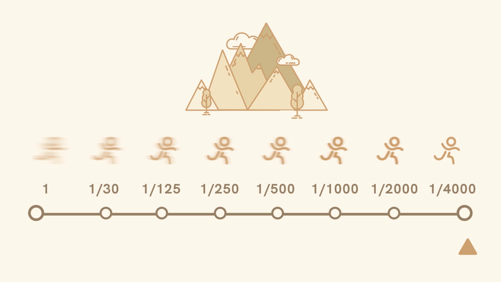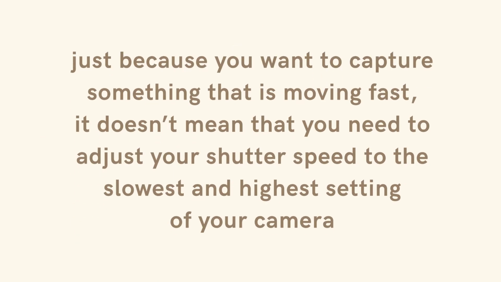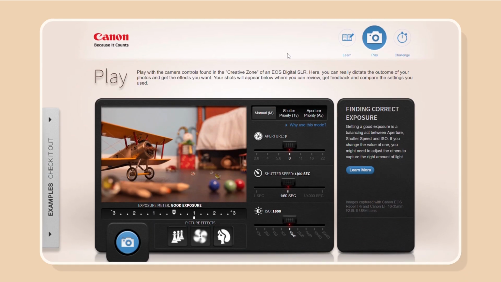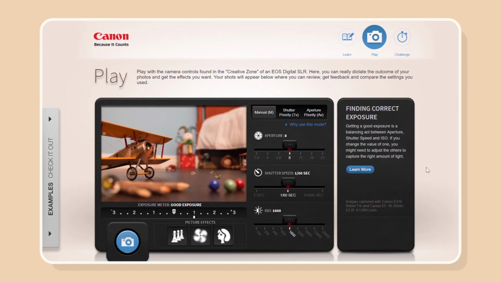Take note that just because you want to capture something that is moving fast or slow, it doesn't mean you need to adjust your shutter to the slowest and highest speed of your camera. To help you understand it further, let's go on to Canon Play.